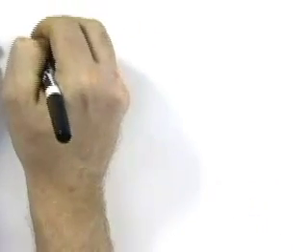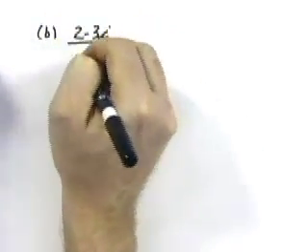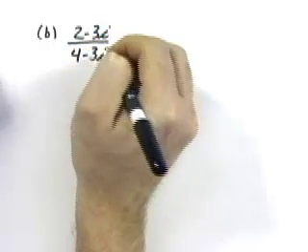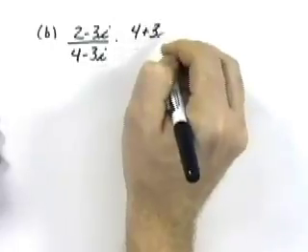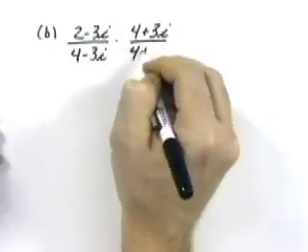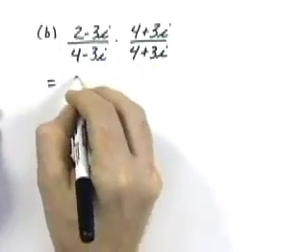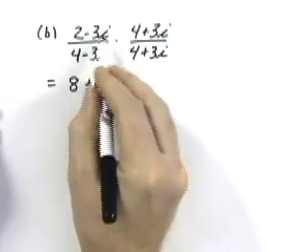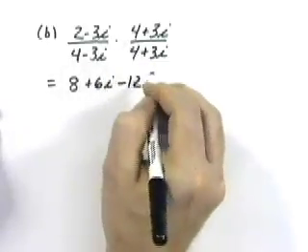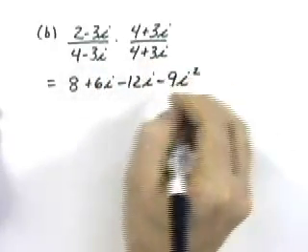In this next example, we're going to take 2 minus 3i and divide by 4 minus 3i. Again, what I do is I multiply both the numerator and denominator by the conjugate of the denominator, which would be 4 plus 3i. Now I distribute. 2 times 4 is 8. 2 times 3i is 6i. Negative 3i times 4 is minus 12i. Negative 3i times 3i is negative 9i squared.